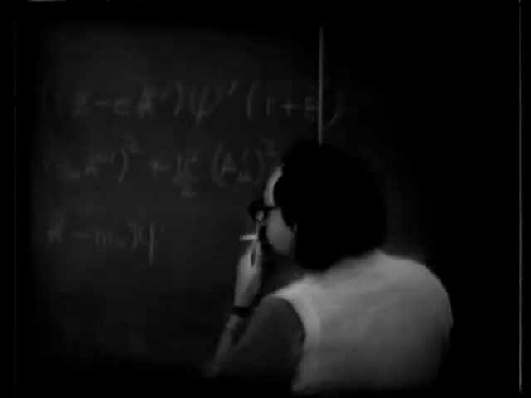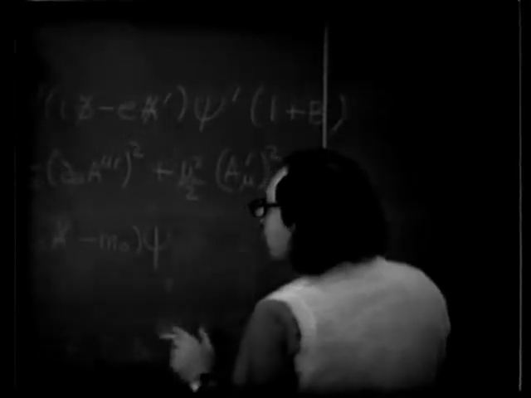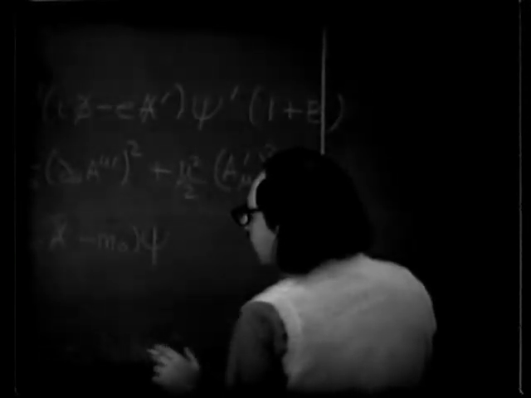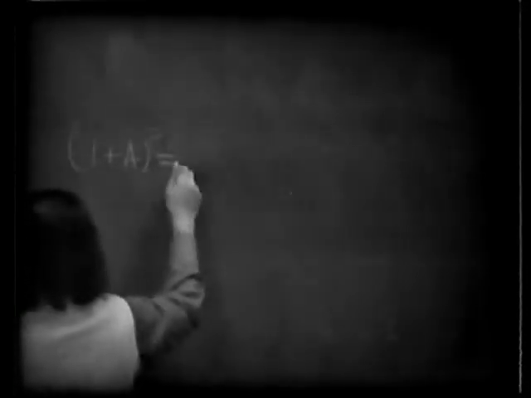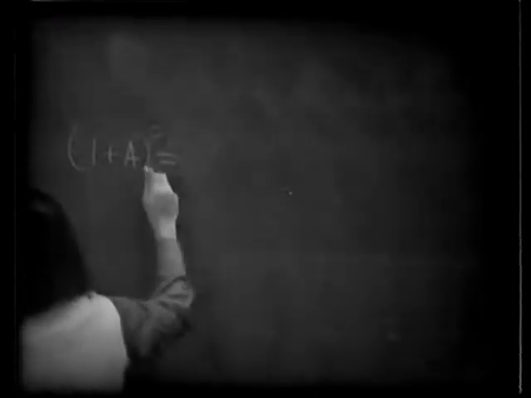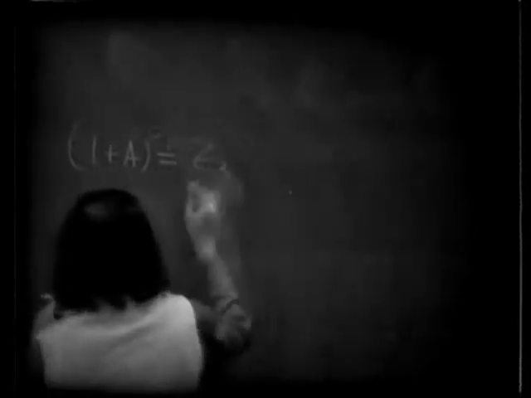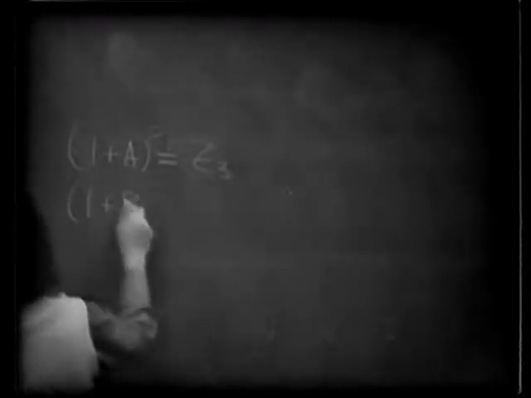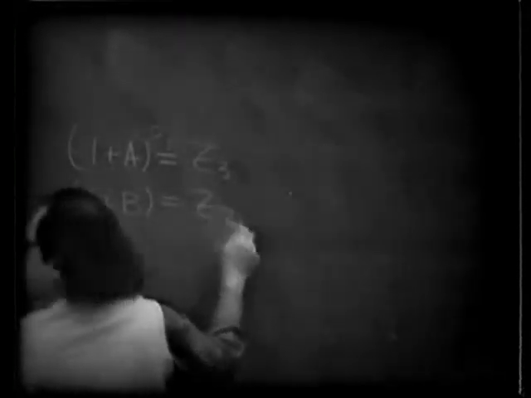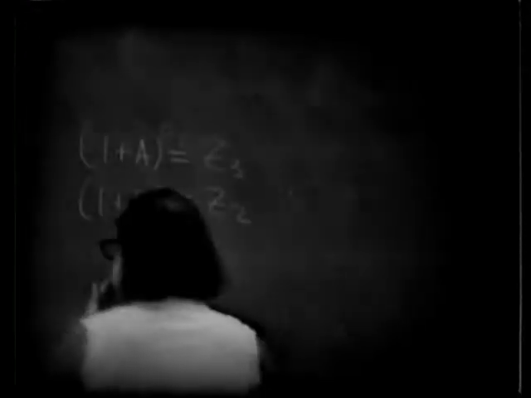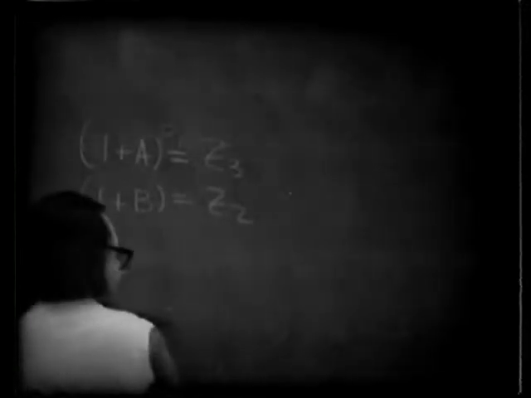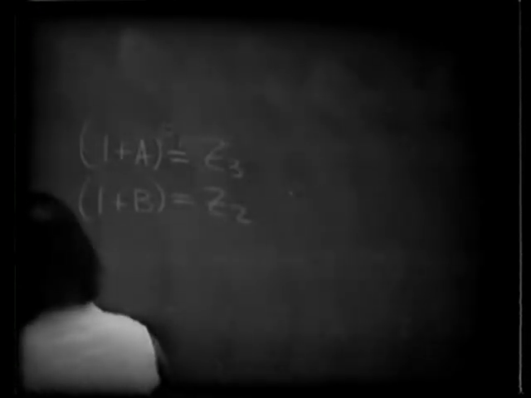This is straight algebraic substitution. We find, let's see, have I got this right? Yes. 1 plus A equals Z3. 1 plus B equals Z2. Just comparing these two expressions, which are supposed to be equal, that's rather uninteresting unless you happen to know A and B and wish to compute Z1 and Z2 or otherwise.